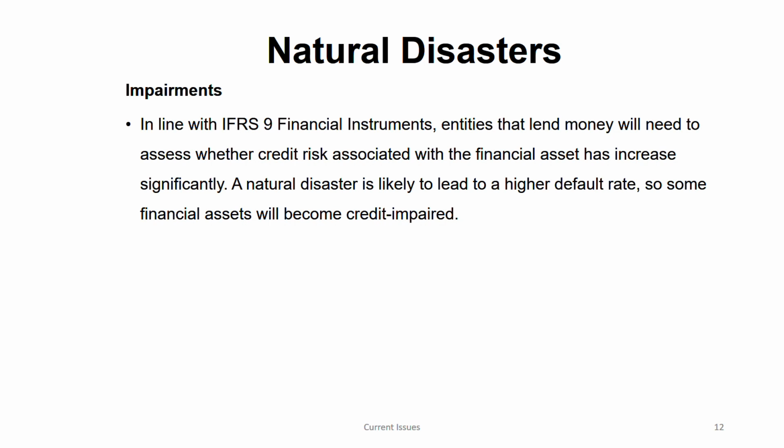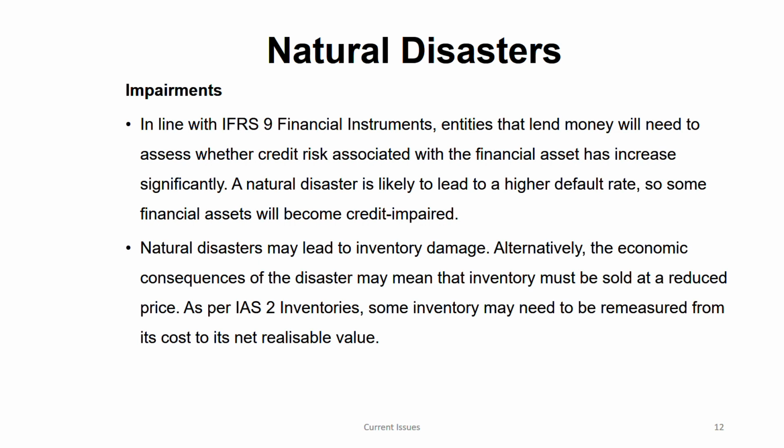So if the credit risk increases very significantly, it means a financial asset has become credit impaired. Okay, most of the time natural disaster is likely to lead to a higher default rate. Your customer, the one whom you have lent money to, is going to default. The chances are very high. So this means the financial asset becomes credit impaired.